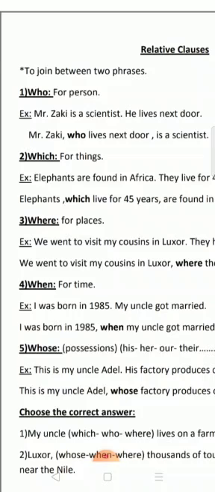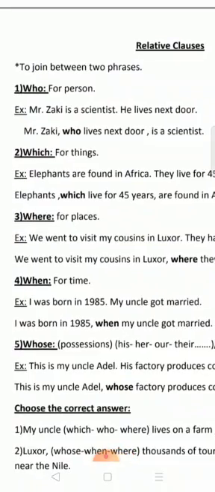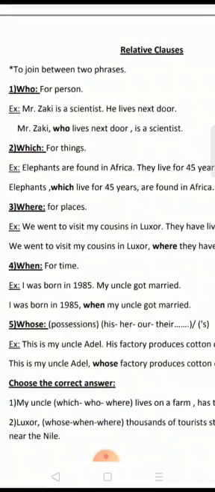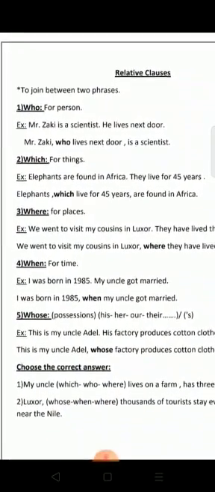Okay, number two, which. We use which to join between two sentences. It replaces things. So which replaces things. For example, elephants are found in Africa. They live for 45 years. So here we have two sentences. The repeated one is elephants. I have elephants and they in the second one.